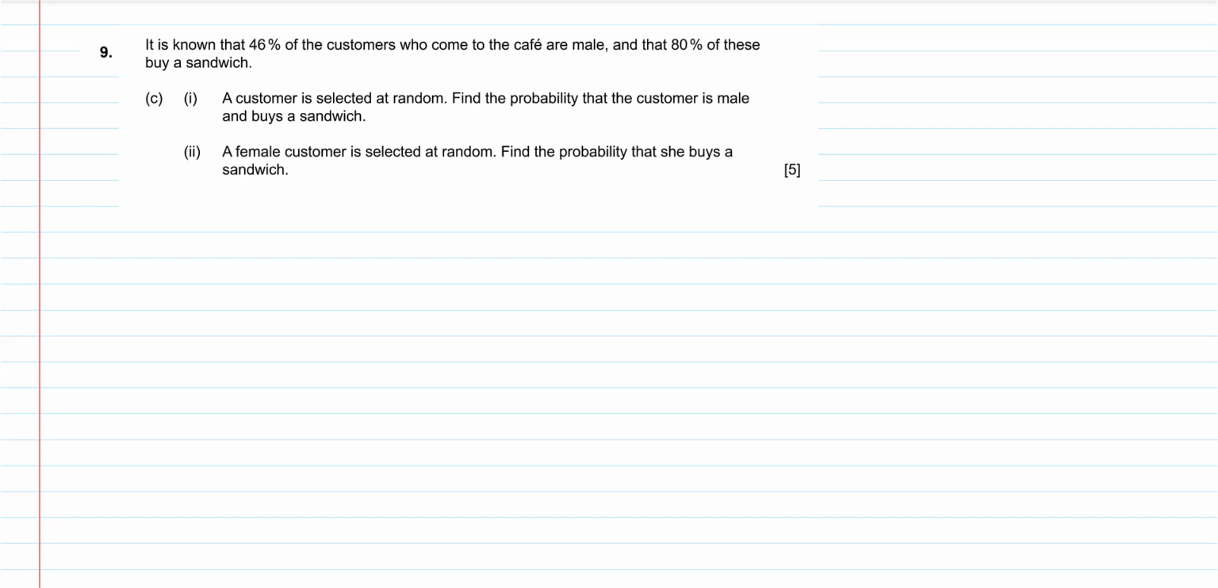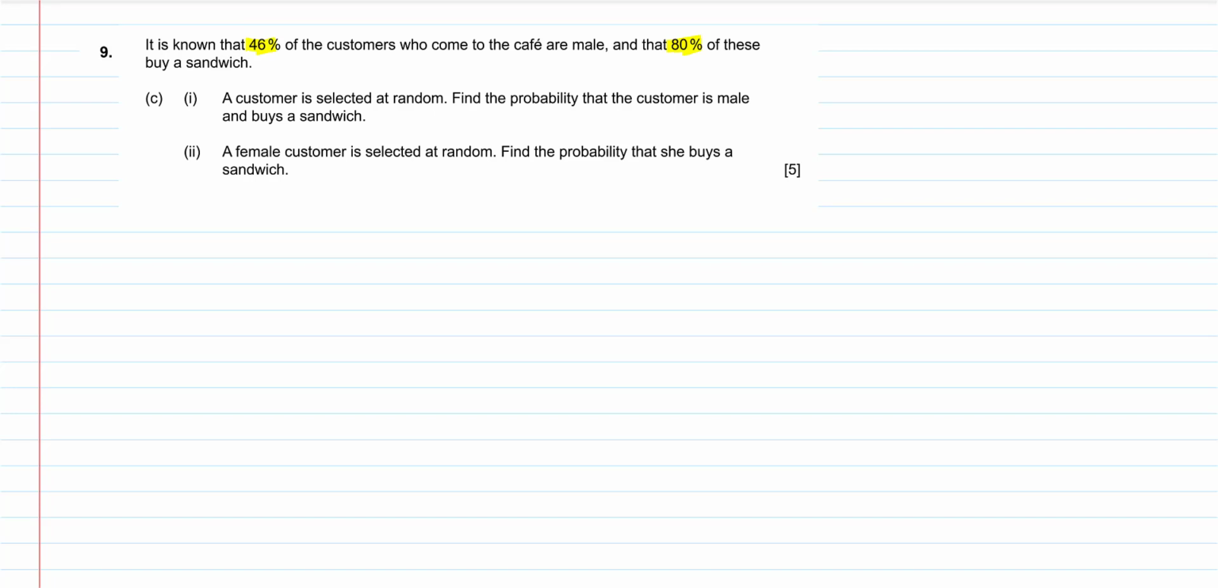Question 9c. For part 1, we're told a customer is selected at random and we need to find the probability that that customer is male and buys a sandwich. So we know that 46% of the customers that come to the cafe are male, and 80% of these, so 80% of that 46%, buy a sandwich.